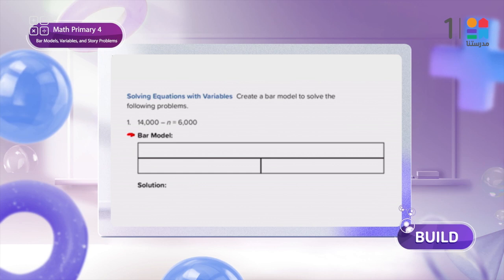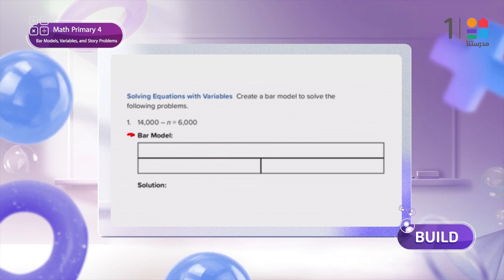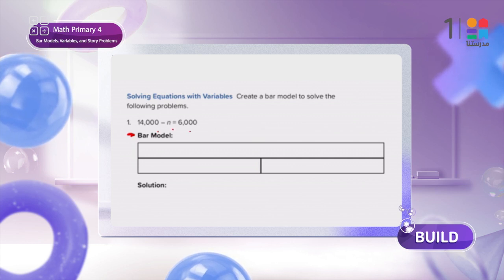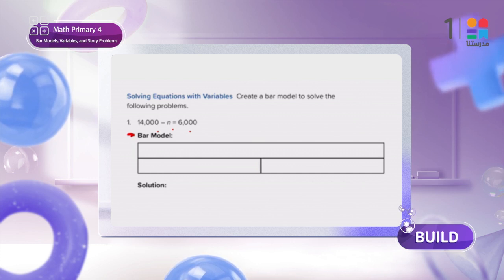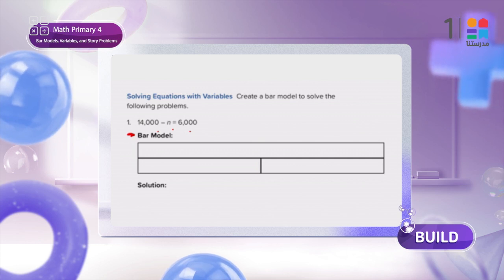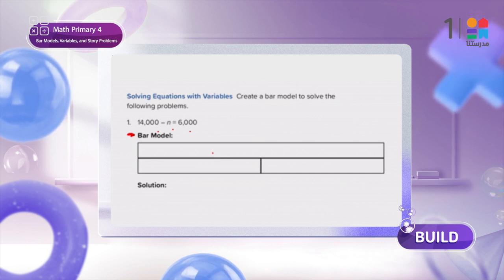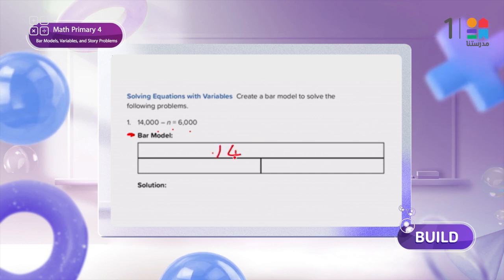Let's see in problem number 1. The first equation is what? Yes, as you see here, 14,000 minus n equals 6,000. Okay? Now, I want you to say it in a very loud voice. So, what should I put here? Tell me, what is the whole number? Yes, the biggest number is the whole number. So, who can tell me? Yes, of course, 14,000 is the whole number.